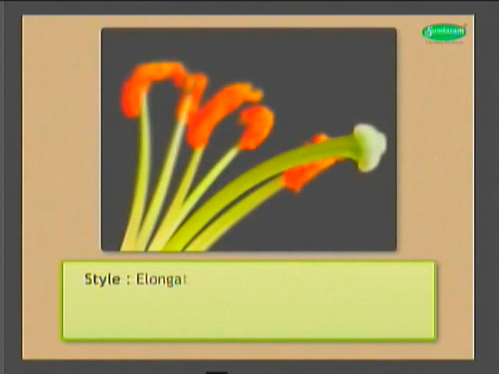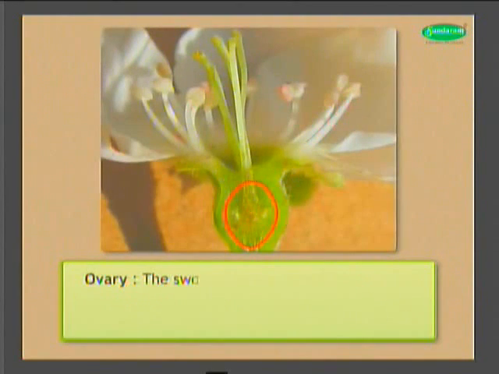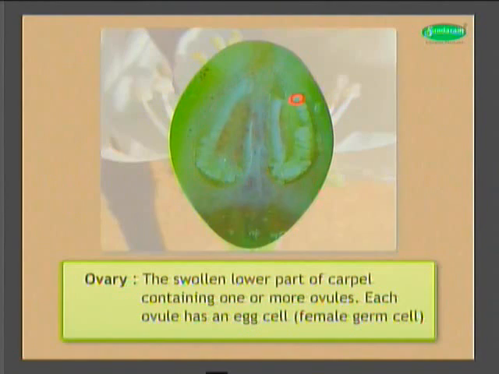Style, elongated part of carpel bearing stigma at its tip. Ovary, the swollen lower part of carpel containing 1 or more ovules. Each ovule has an egg cell, female germ cell.